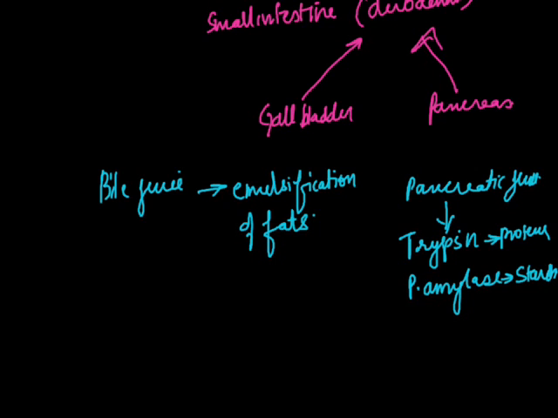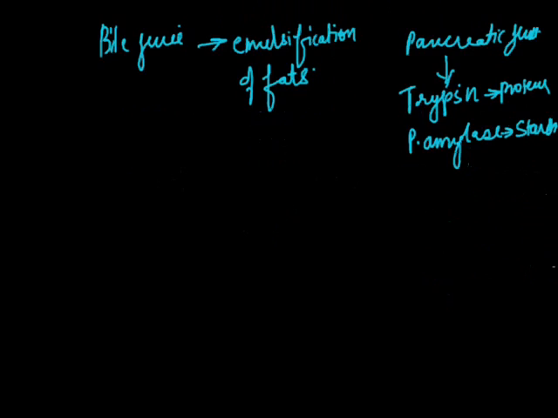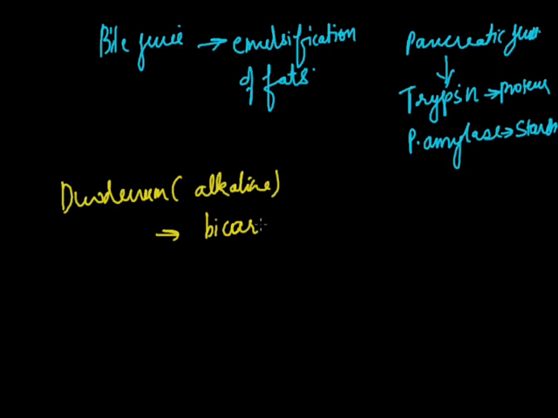Now the duodenal wall secretes bicarbonate ions which make the medium alkaline. In the duodenum, the medium is alkaline. The alkaline medium is provided by the bicarbonate ions, which are secreted by the wall of the small intestine, secreted by the wall of the duodenum.